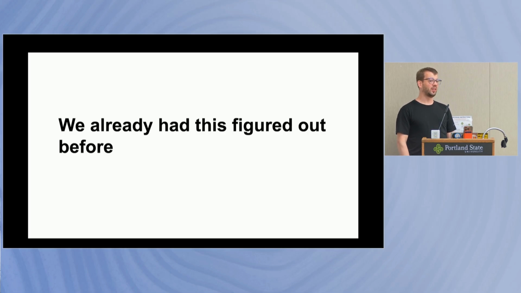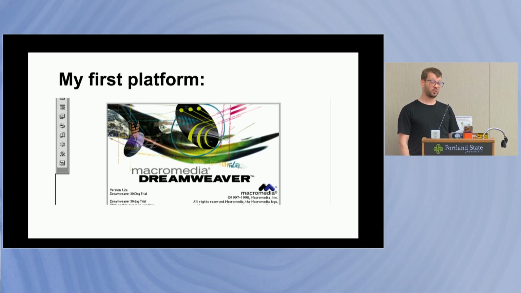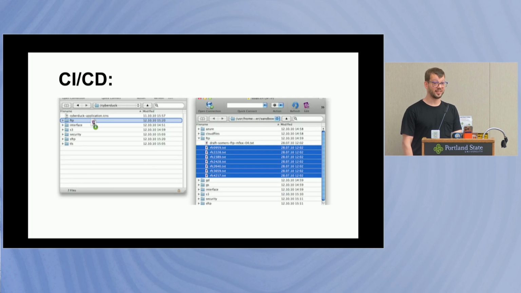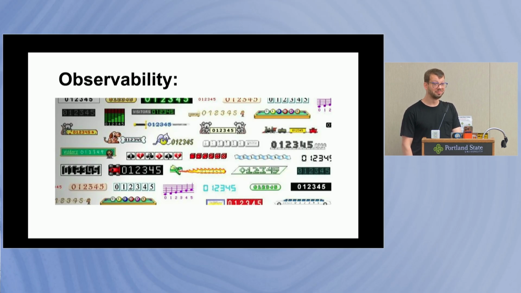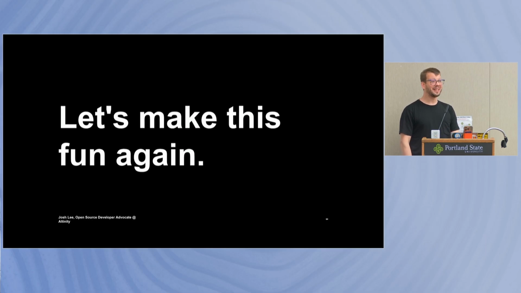All right, we already had this figured out once before, right? I mentioned Dreamweaver. It was really my first platform, right? It had everything I needed from a platform, actually. It had CI/CD. It had observability. I was golden, right? So let's make this fun again, right? I'm not saying we have to go back to like hit counters and GeoCities and AngelFire, but let's make this so easy that every 12-year-old on the planet can teach themselves.